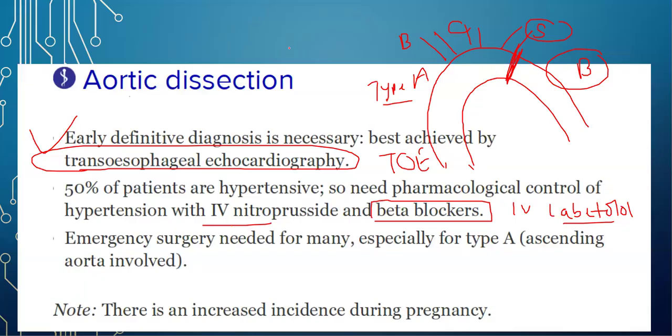Yeah, we are not thinking about abdominal aortic dissection. This is in the thoracic, so it's mostly the ascending aorta or a part of the descending aorta. So definitely we are not talking about abdominal aortic aneurysm, and for abdominal aortic aneurysm we would not do TOE. TOE is mainly for aortic dissection, which is the ascending one.